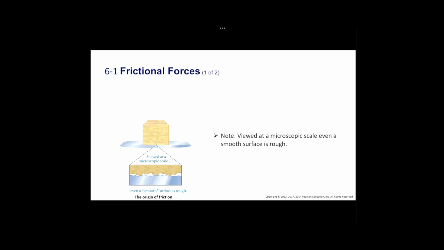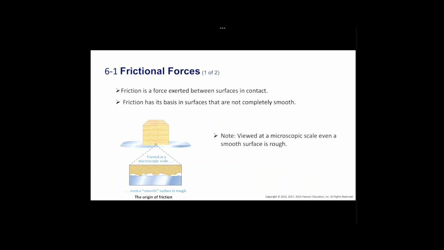So in chapter 5, we assume that surfaces are smooth and that objects slide without resistance to their motion. However, no surface is perfectly smooth. When viewed on the atomic level, even the smoothest surface is actually rough and jagged as indicated in this figure. So to slide one such surface across another requires a force large enough to overcome the resistance of these microscopic hills and valleys bumping together. So this is the origin of the force we call friction.